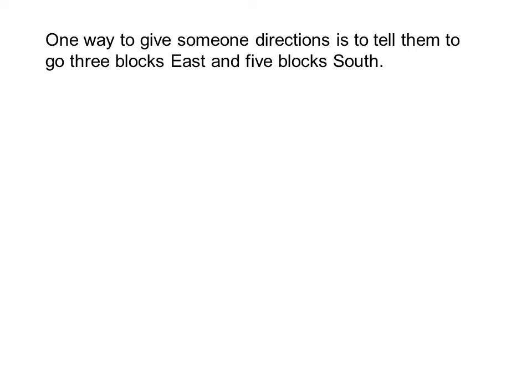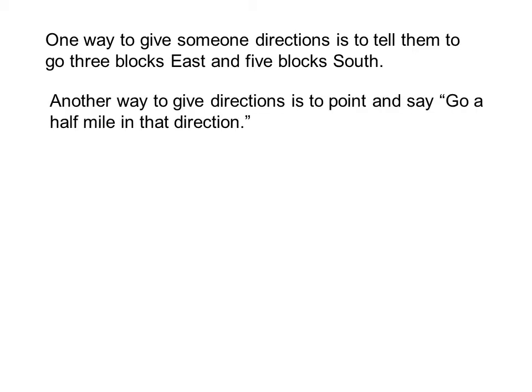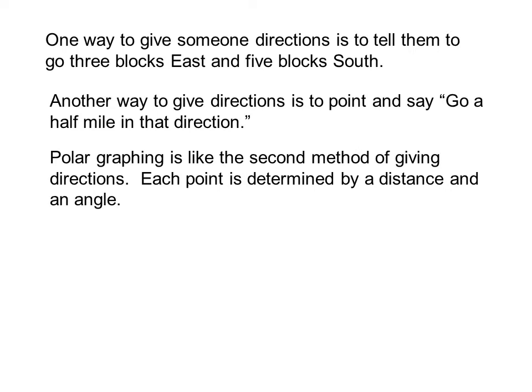One way to give someone directions is to tell them to go 3 blocks east and 5 blocks south. Another way to give directions is to point and say, go a half mile in that direction. Polar graphing is like the second method of giving directions. Each point is determined by a distance and an angle.